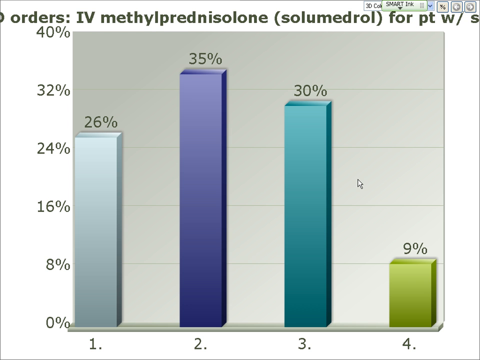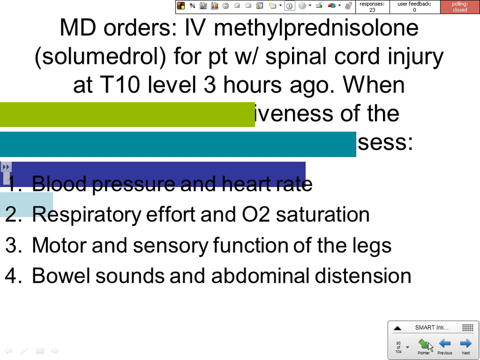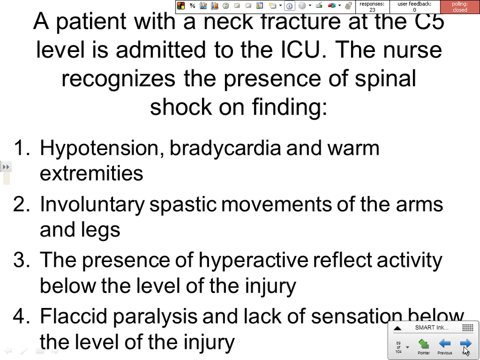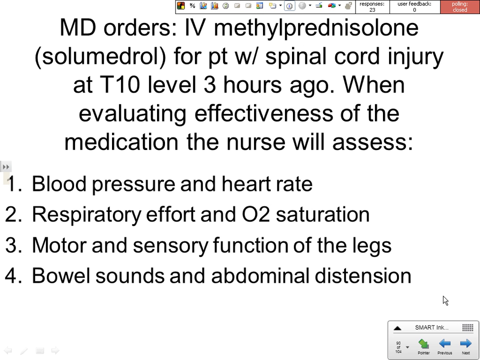26% want to assess blood pressure and heart rate. 35% respiratory and O2 sat. 30% motor and sensory function of the legs. 4% really didn't care, or 9% really didn't care much about bowel sounds. Okay. So what we have to look at on this particular question is what? What are the key words?